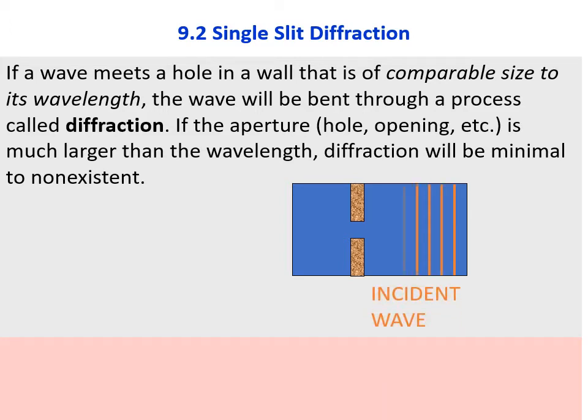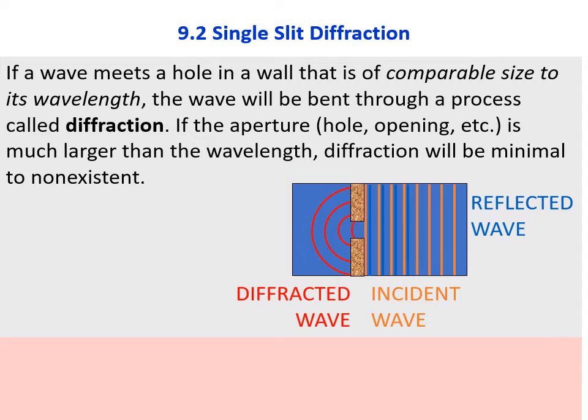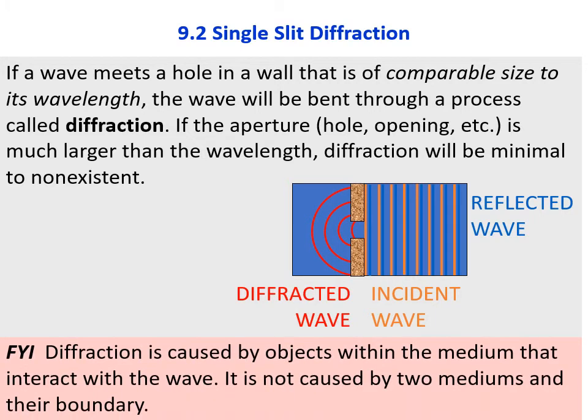So here we have a wave incident on an opening, and as it passes through the opening, the wave gets diffracted. If the aperture, or the opening, is much larger than the wavelength, diffraction will be minimal to non-existent. Note that some of the wave does get reflected at the boundary. So diffraction is caused by objects within the medium that interact with the wave. It is not caused by two different mediums in their boundary.